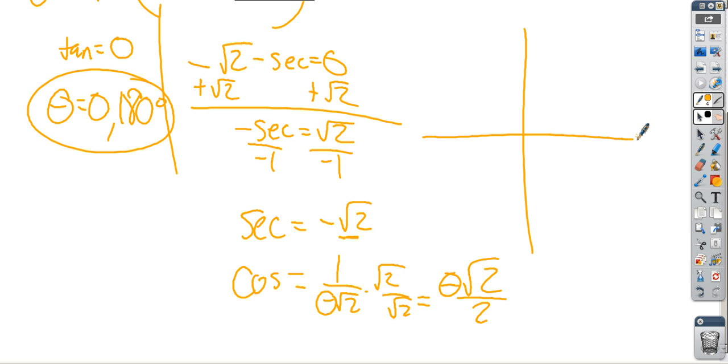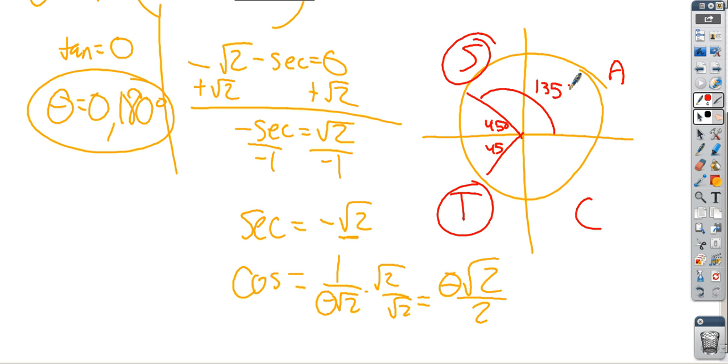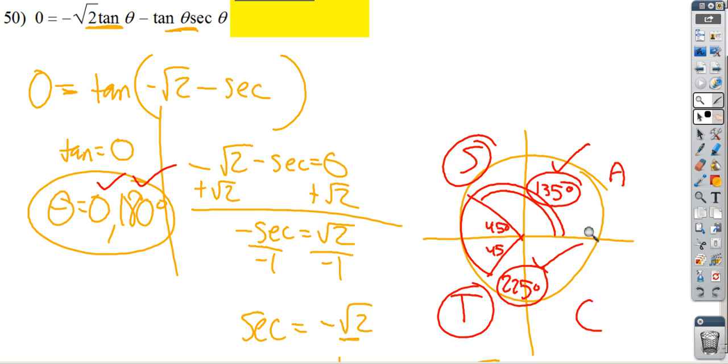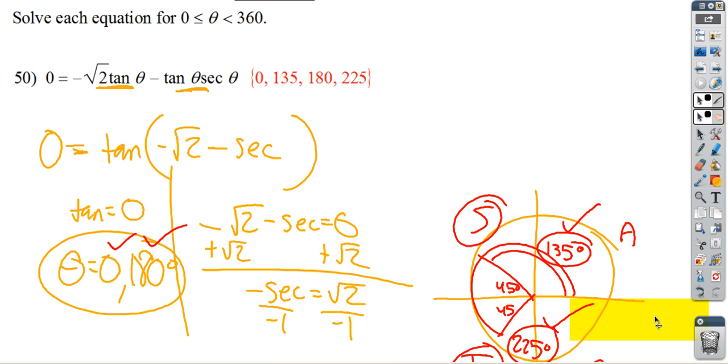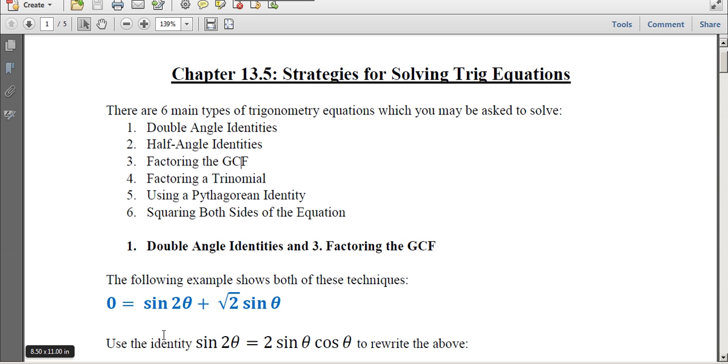So which angle does cosine have equal to radical 2 over 2? It's 45, but it's negative here, so that means it's going to be in the two quadrants where cosine is negative. So 45 in those two quadrants that I just circled, which would be right here. Okay, so this angle is 180 minus 45, which is 135. This angle right here is 180 plus 45, which is 225. So four solutions: 135, 225, 0, and 180. We'll check that's a 0, 135, 180, and 225. That works.